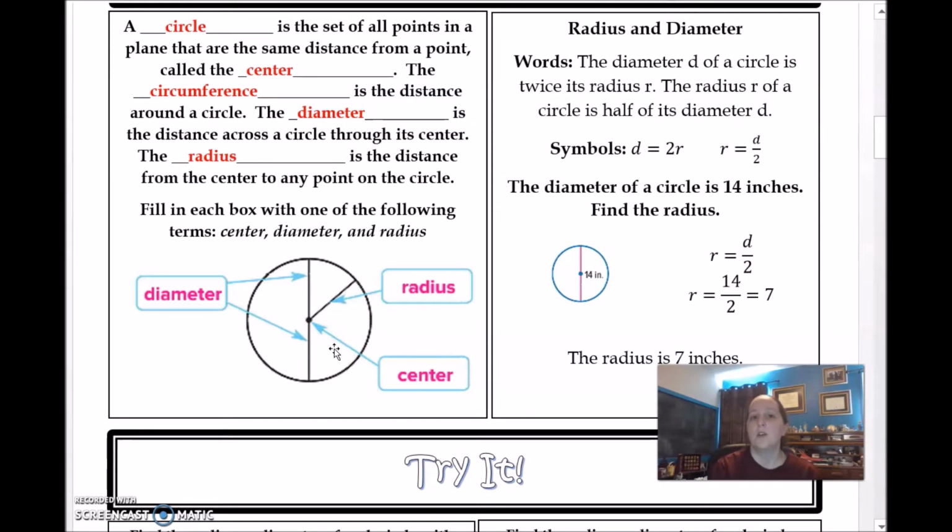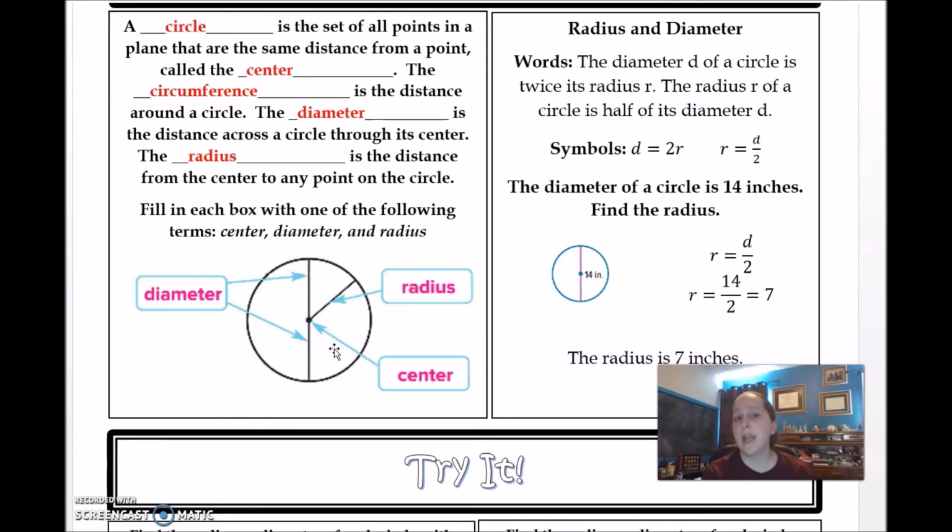So in words, the diameter d of a circle is twice its radius r. The radius r of a circle is half of its diameter d. In symbols, d equals 2 times r, so the radius times 2 is my diameter, and the radius equals diameter divided by 2. So my diameter divided by 2 gives me my radius.